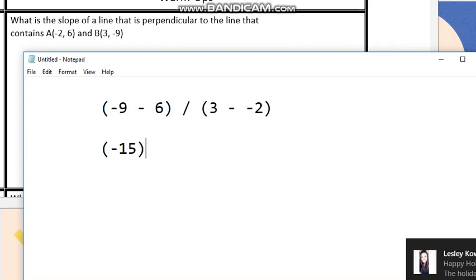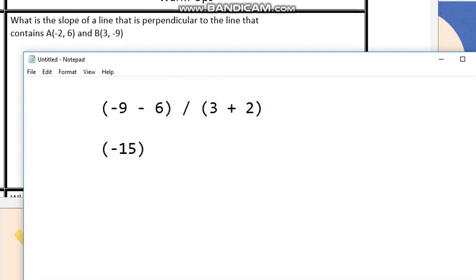So -9 minus 6 is going to be -15. And then -3 minus -2 is the same as plus +2. It's going to be +5. And -15 divided by 5 gives us -3. So we want to find the slope of a line that's perpendicular to the line where the slope is -3. So we have to find the negative reciprocal to -3. So the negative reciprocal for -3 is +1/3. So that's our answer to our warm-up.